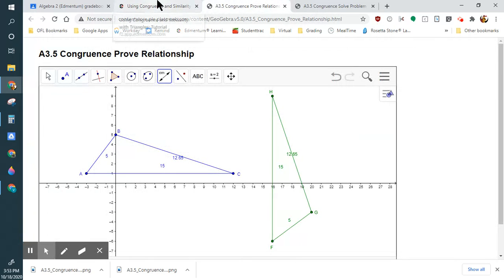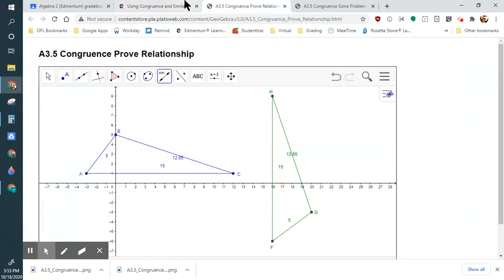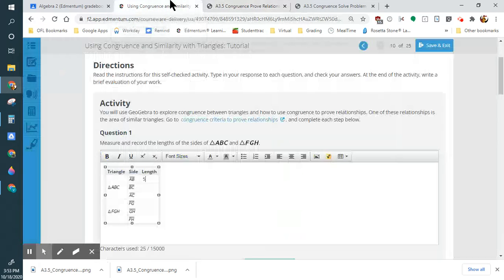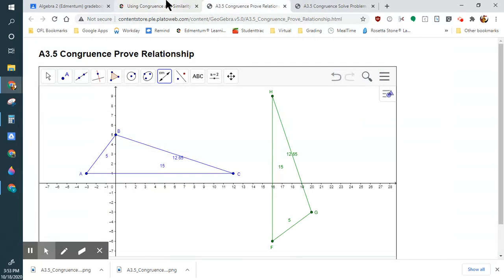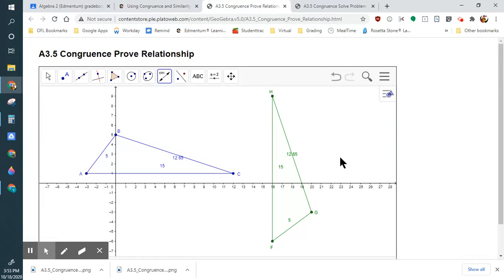So AB is 5. BC is 12.56, and then 15. I don't know how I forgot the 15. I'm assuming these are corresponding. So I'm going to say these are 5, 12.56, and 15.